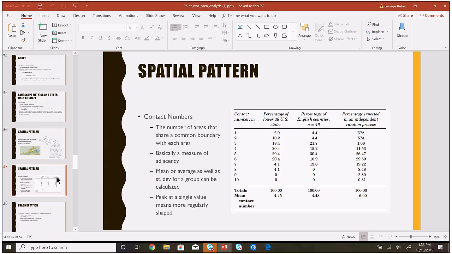So you can use contact numbers to run a test to see if a pattern is more regular or if the actual pattern of the boundaries is less regular. In other words, the boundary patterns almost seem random.